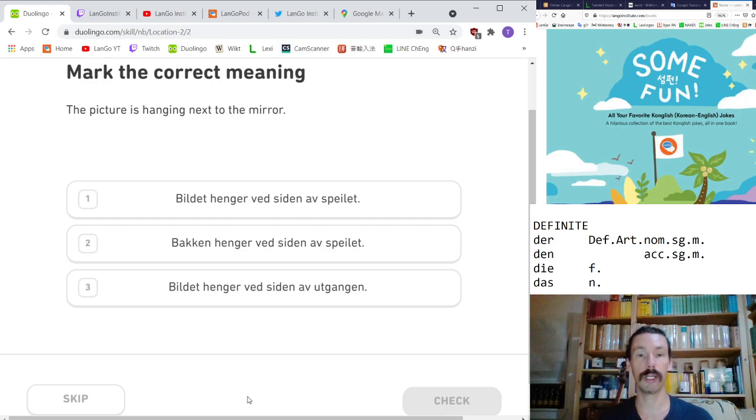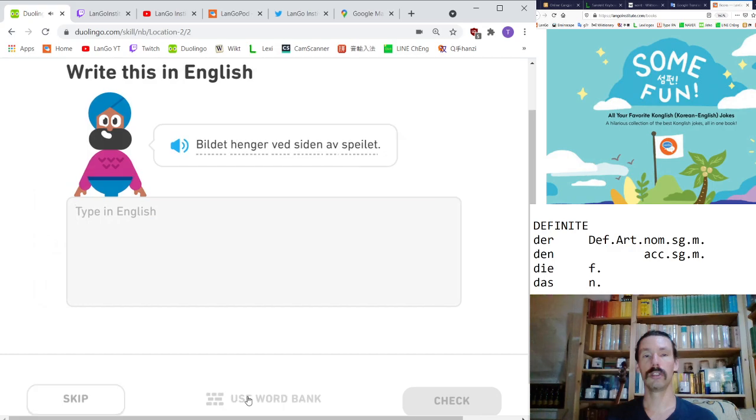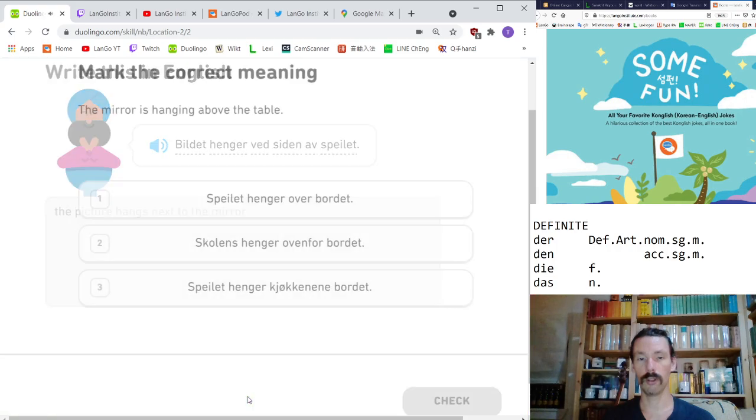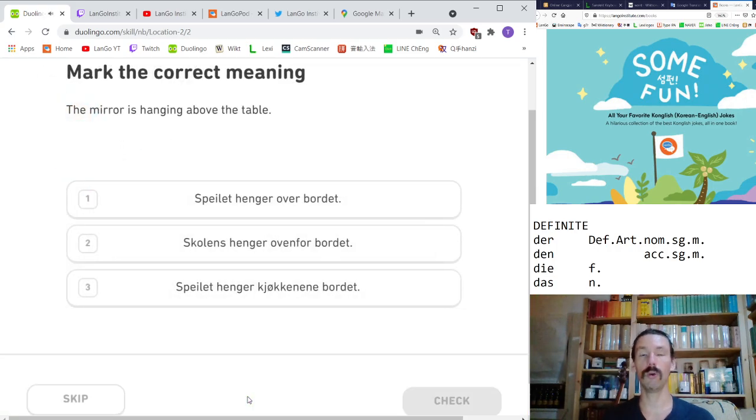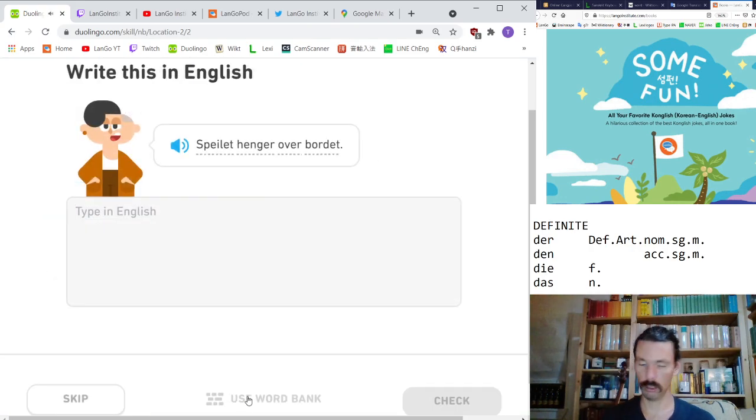Speilet. Neuter. Bildet henger ved siden av speilet. The picture hangs next to the mirror. The mirror is hanging over bordet, above the table. Speilet henger over bordet. The mirror hangs above the table.